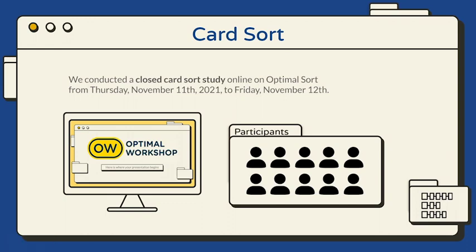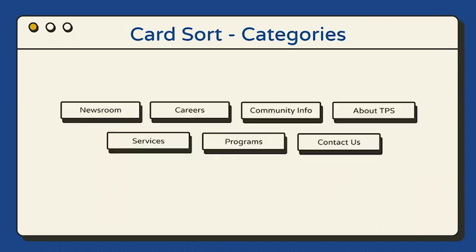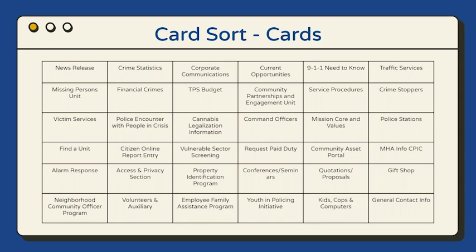We conducted a closed card sort study online on Optimal Sort from Thursday, November 11th to Friday, November 12th. We had a total of 10 representative participants who completed the study. We recruited them via convenience sampling. The 7 original categories of the existing website were newsroom, careers, community info, about TPS, services, programs, and contact us. A total of 36 representative cards based on the existing website subheadings were chosen.